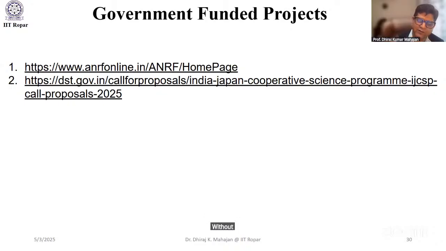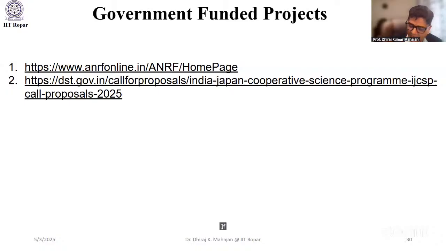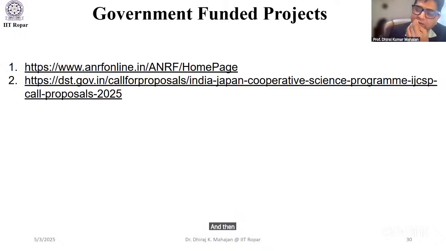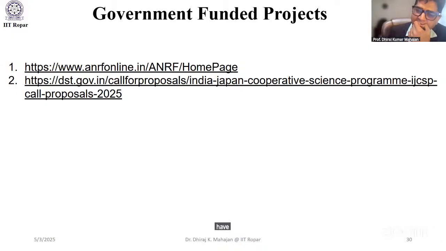I'll not say this is easy money, but it is money required to work freely without any load from industry, because when industry comes in, they need output. If they give a project today, they need the output yesterday, not tomorrow. So it becomes a very different ball game to work with industry. With government funding, you have much more freedom to work on the project plan. Of course, it has to be very competitive. You have to do a thorough literature review and have a good understanding of the idea you are working with.